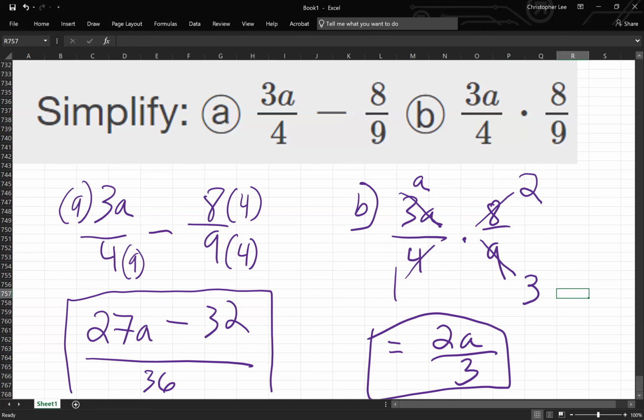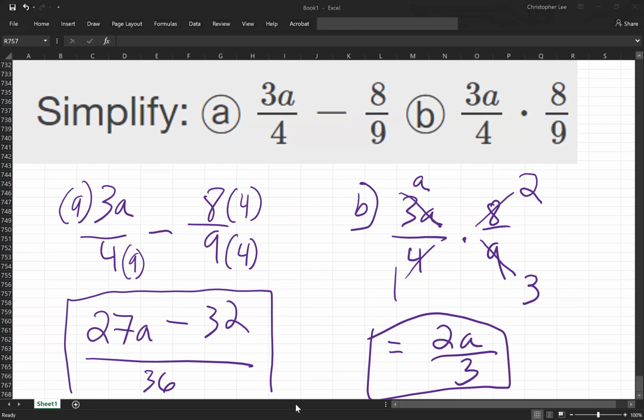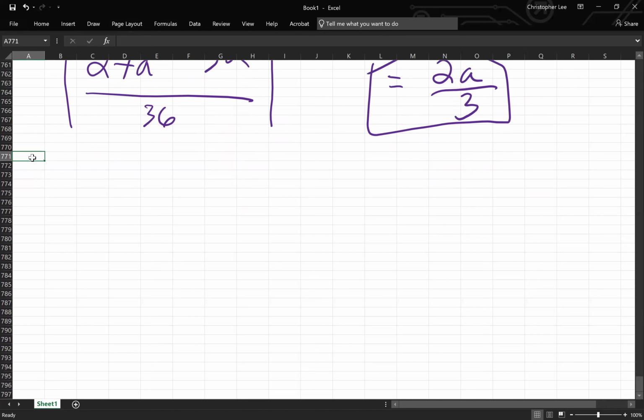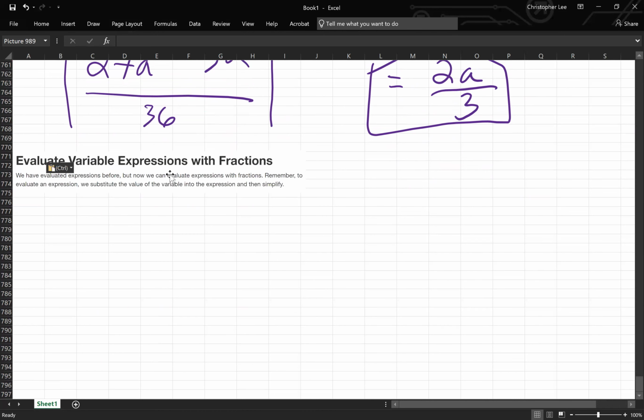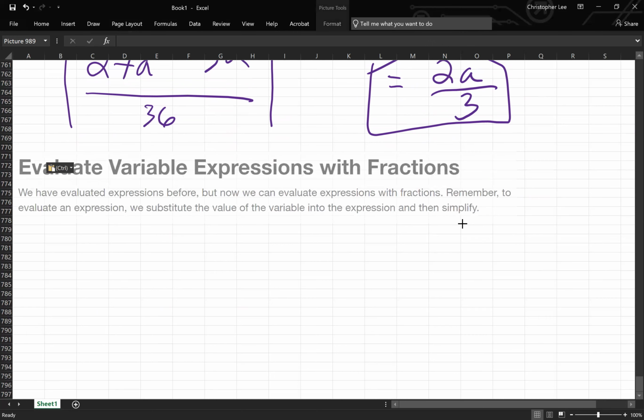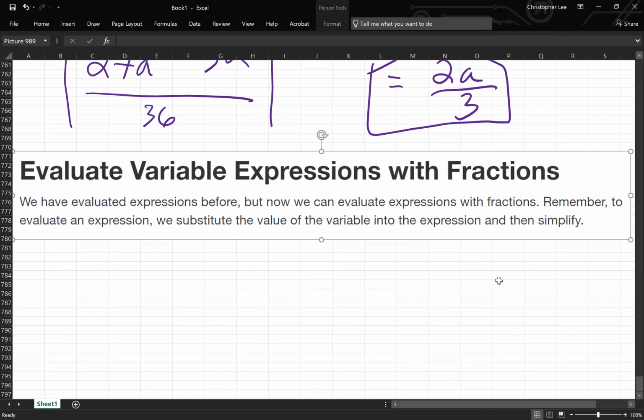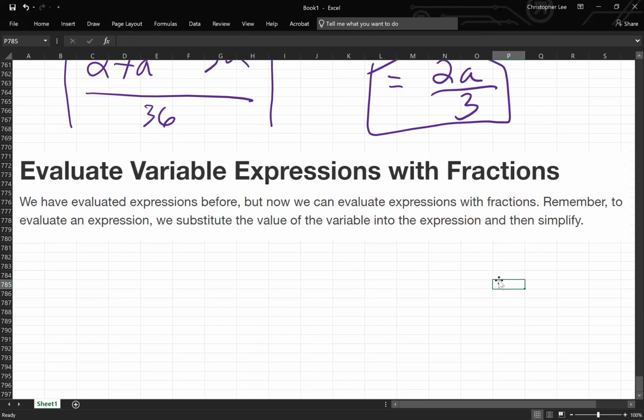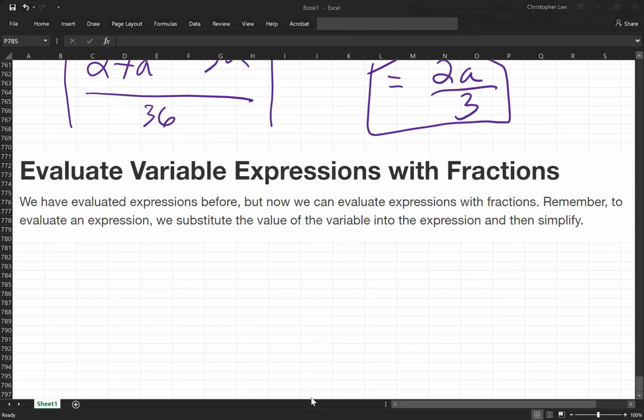All right, let's look at that last part real quick. The questions I gave you are not going to be as challenging as what we're about to do right now, but it'll be fun to see. So we're going to evaluate variable expressions with fractions. We've evaluated expressions before, but now we will evaluate expressions with fractions. Remember, to evaluate an expression, we substitute the value of the variable into the expression and then simplify. So let's look at an example real quick. This is all going to pop back into your head, promise.